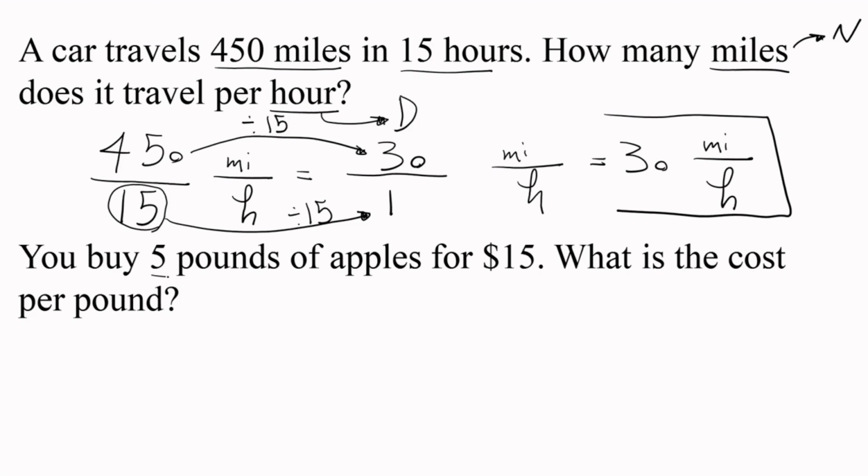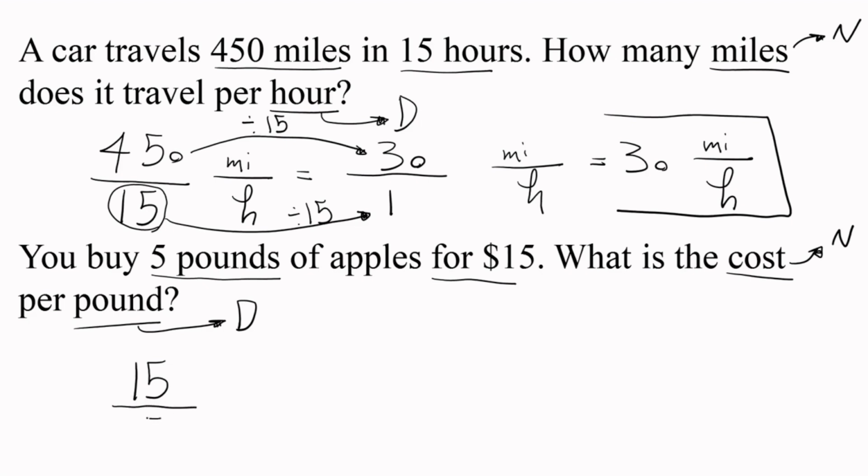You buy 5 pounds of apples for $15. What is the cost per pound? In this question, we want cost per pound. So cost will be for numerator and pound will be for denominator. Do we have the cost? Yes, $15. And do we have the pound? Yes, it is 5.